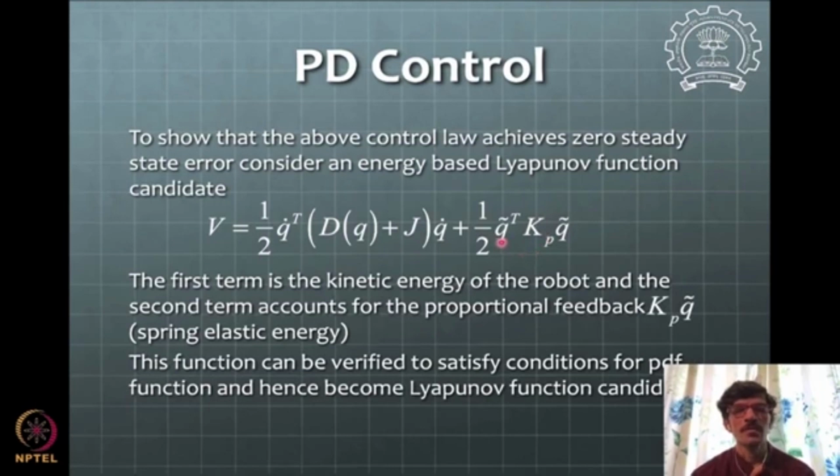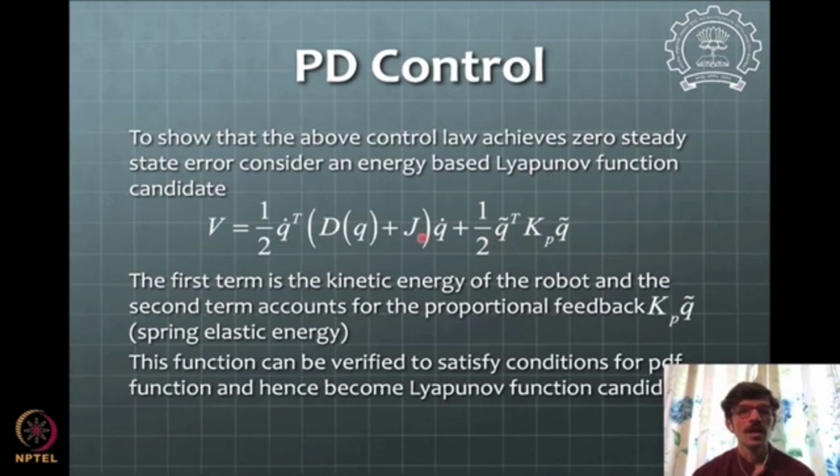We have now, because this is a matrix form, this is Q tilde transpose Kp times Q tilde. That will be the total potential energy corresponding to all the variables or all the errors Q tilde. This is a vector here, this is a matrix, and this is again a vector. So the first term here is the kinetic energy, and the second term accounts for the proportional feedback in the form of a spring elastic energy.